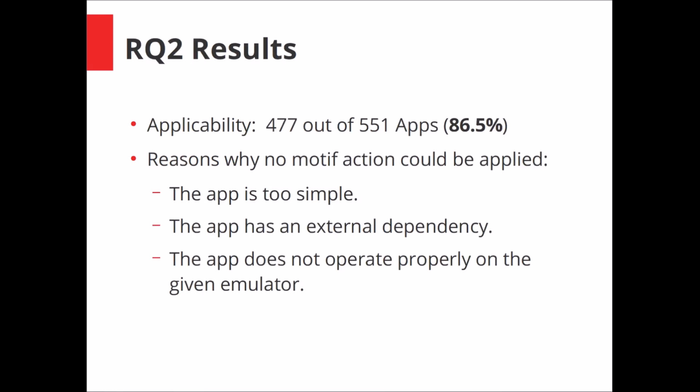The results for RQ2 were as follows. In 477 out of 551 apps, at least a single motif action could be applied. This corresponds to a success rate of more than 86%. We also investigated why for the remaining 74 apps no motif action could be applied and identified 3 main reasons.